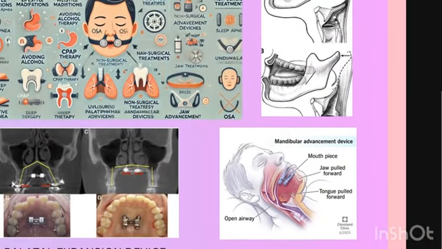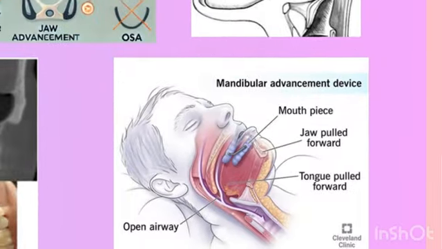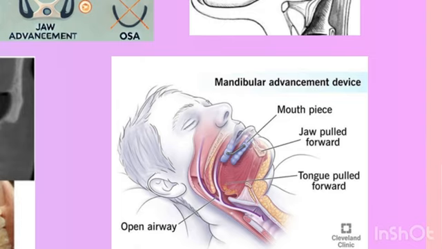Next, we're going to see about the mandibular advancement device. Mandibular advancement devices are designed to treat snoring and obstructive sleep apnea by advancing the lower jaw forward during sleep. This forward positioning helps to prevent the collapse of the upper airway and promotes improved airflow.